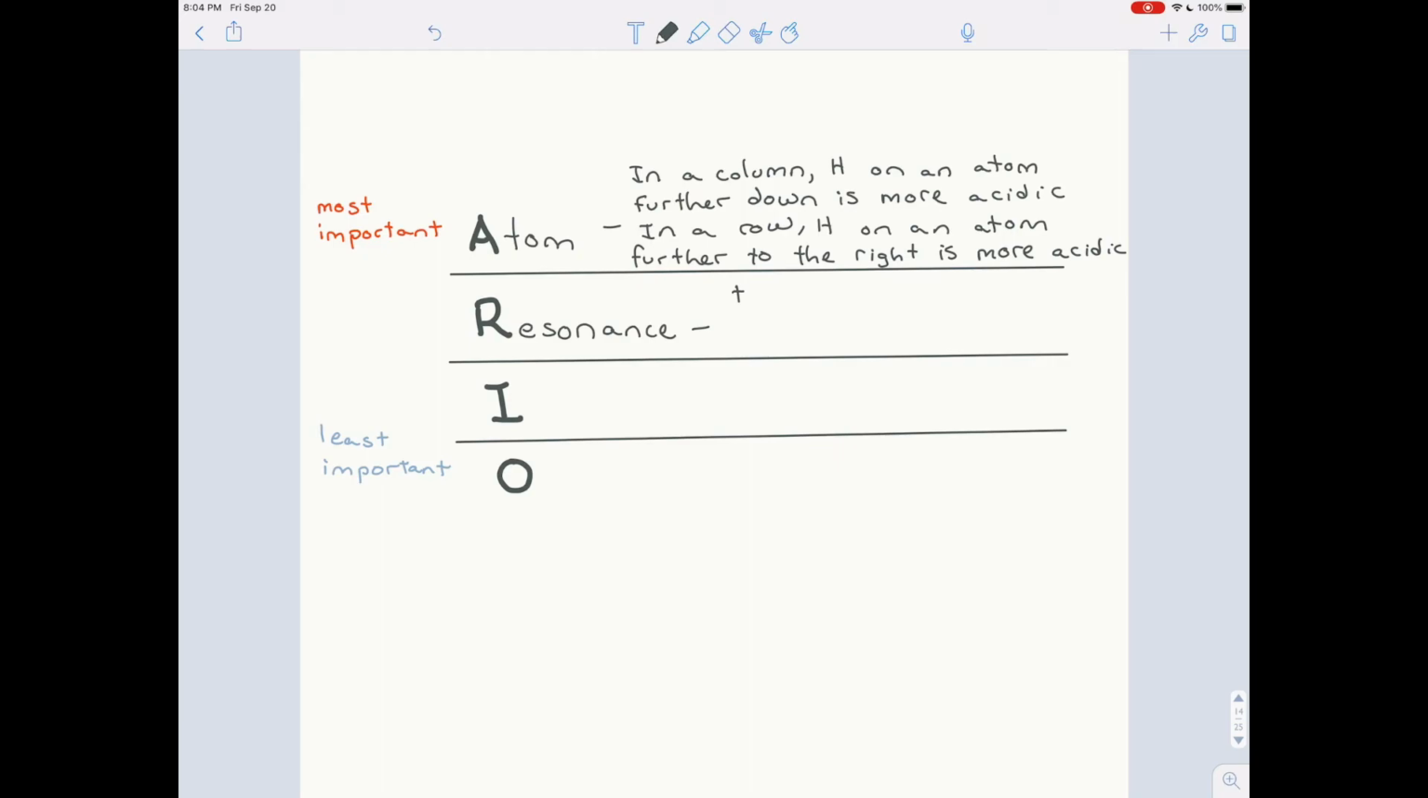So the hydrogen that leaves behind more resonance is more acidic.